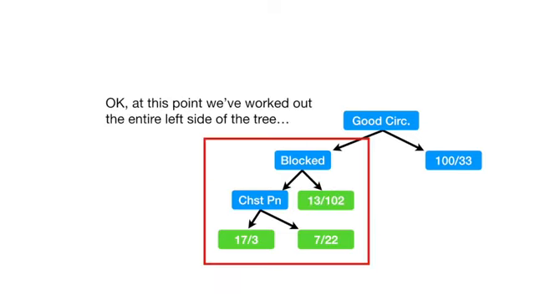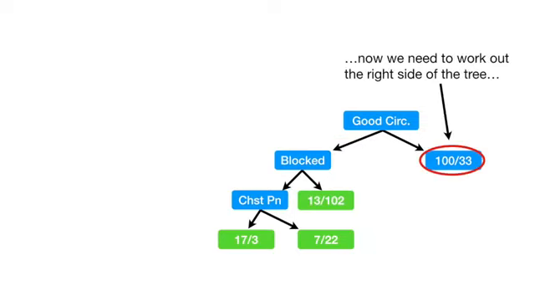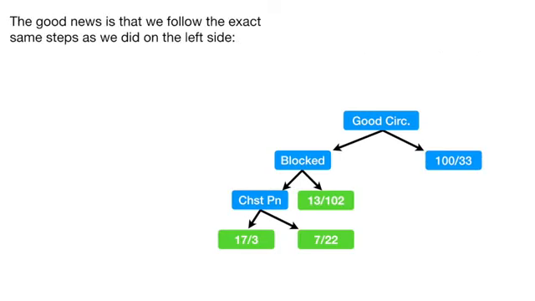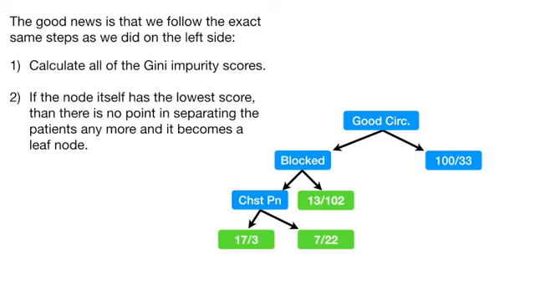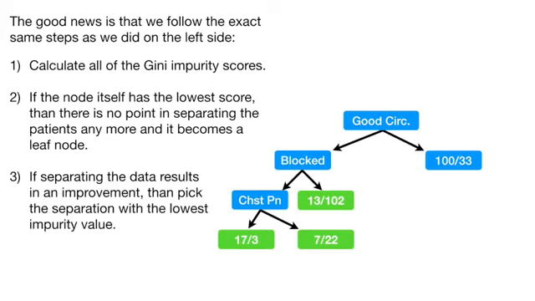Okay, at this point we've worked out the entire left side of the tree. Now we need to work out the right side of the tree. The good news is that we follow the exact same steps as we did on the left side. First, we calculate all the Gini impurity scores. Second, if the node itself has the lowest score, then there's no point in separating the patients anymore and it becomes a leaf node. Third, if separating the data results in an improvement, then pick the separation with the lowest impurity value.